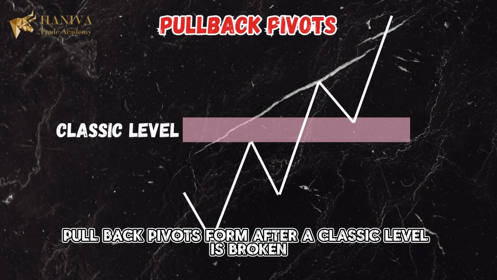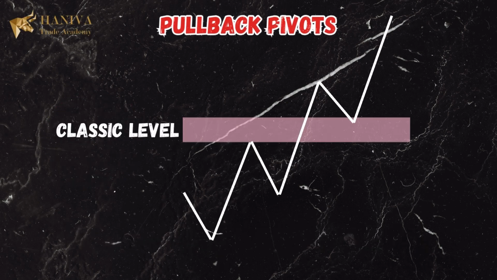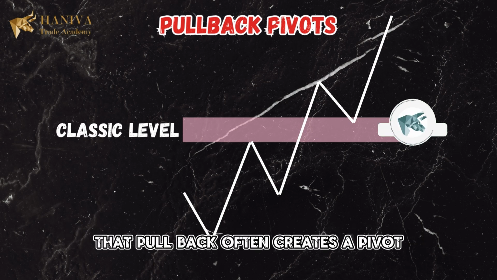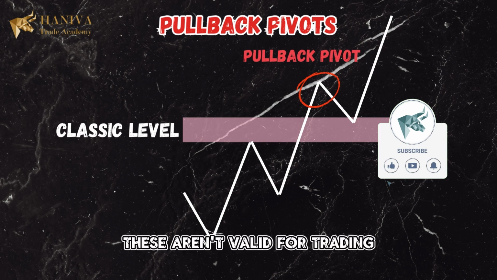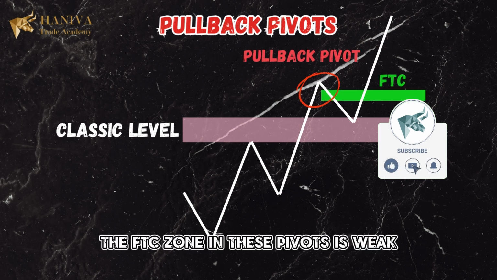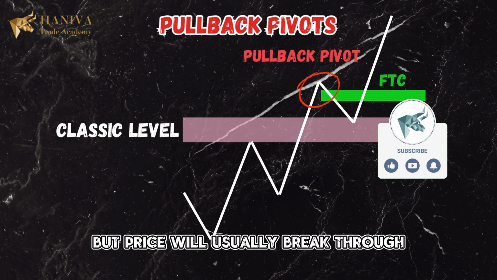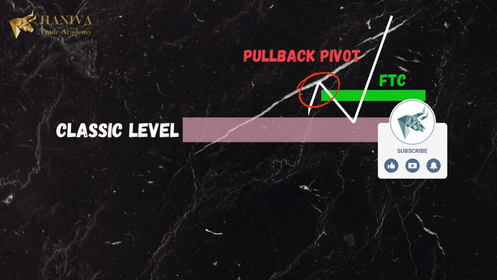Pullback pivots form after a classic level is broken. Once price breaks a level and pulls back to it, that pullback often creates a pivot. These aren't valid for trading. The FTC zone in these pivots is weak and won't reverse price. You might get a small reaction, but price will usually break through.